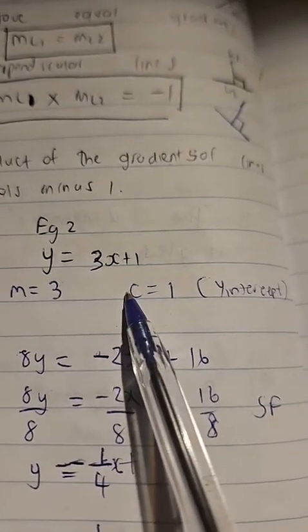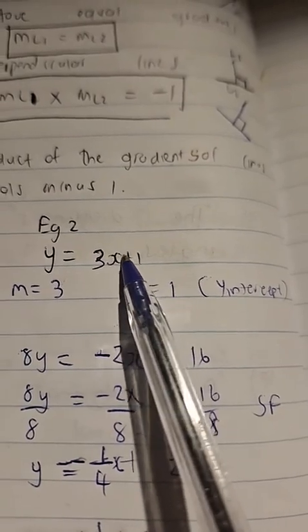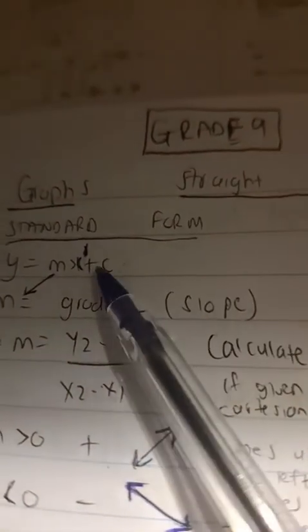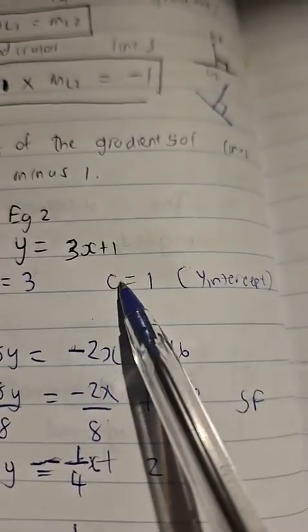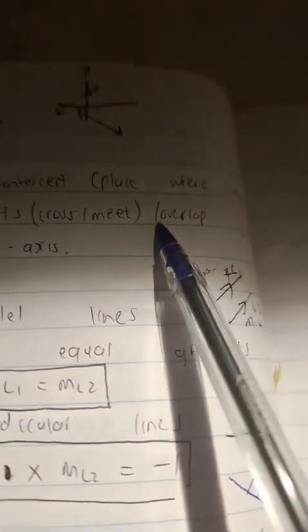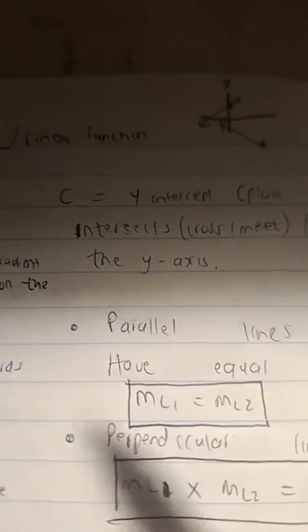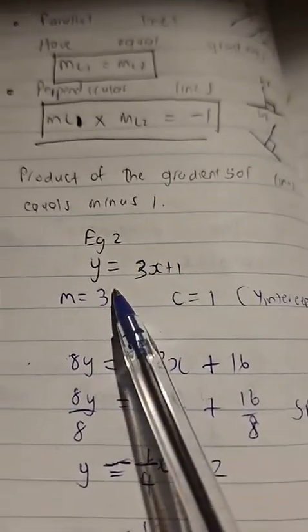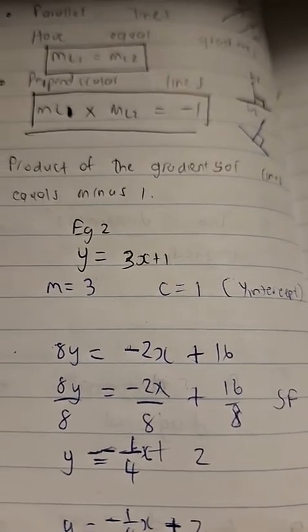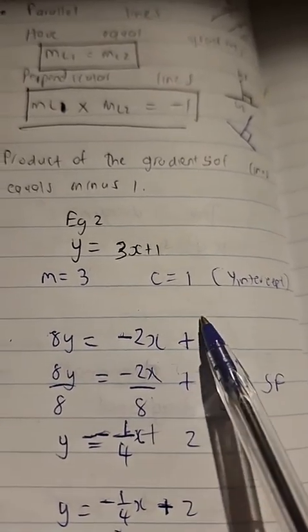What about c? Well, the c value is obviously our constant term there. So our c value is equal to 1. And remember, what did we say c is? C is the y-intercept. What is the y-intercept? It's the place where the line intersects or crosses, meets, overlaps the y-axis. Right? That's very important. So there it is. C is equal to 1. That is our y-intercept. Okay.